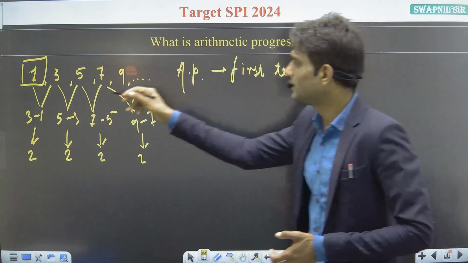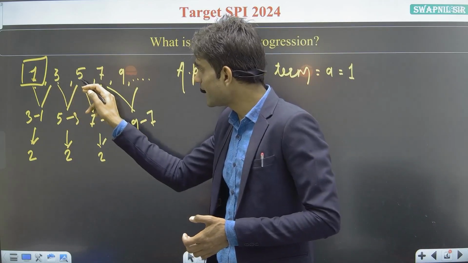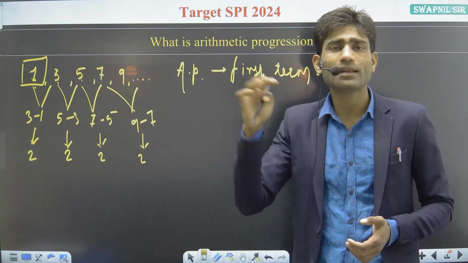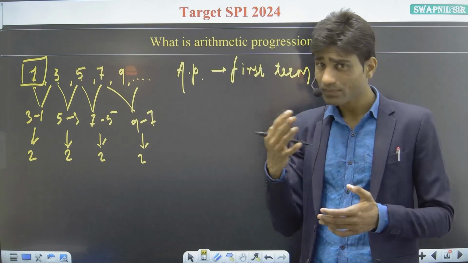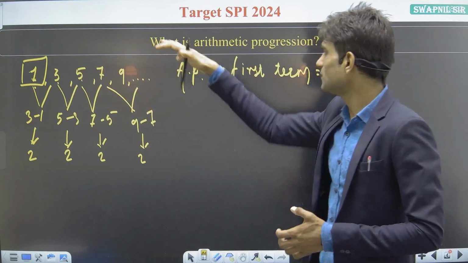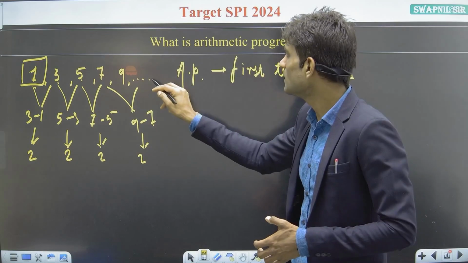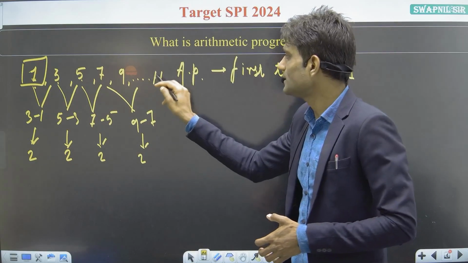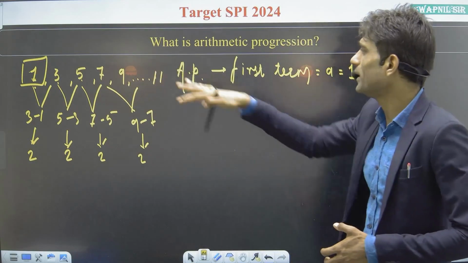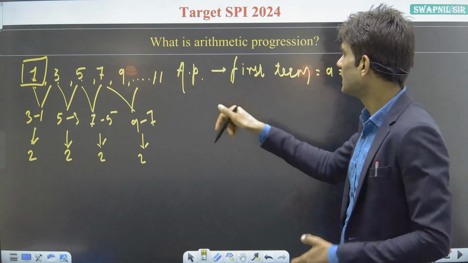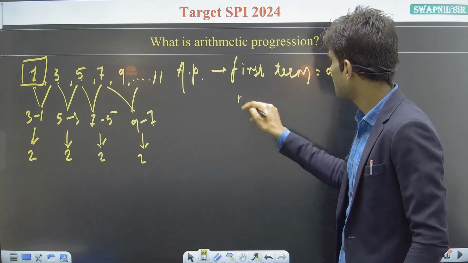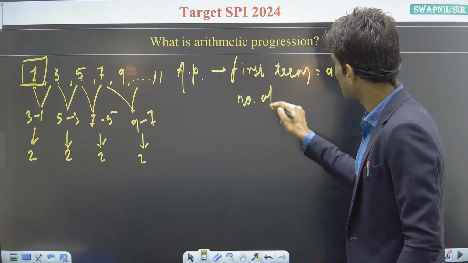Third term. This one is the first term, this one is second, third, fourth and fifth. These are n number of terms available here. And if we know that the last term is 11, then we write the number of terms, that is, n number of terms.